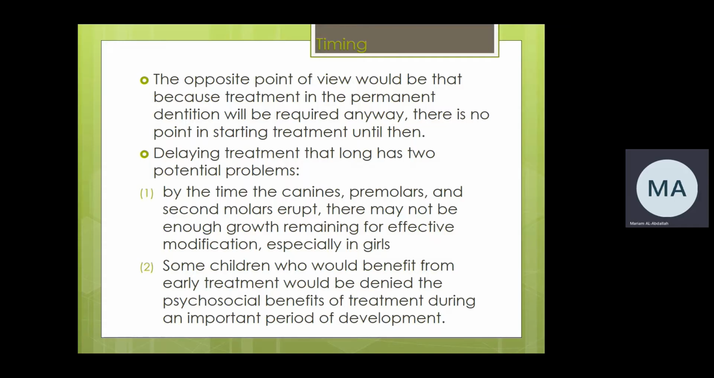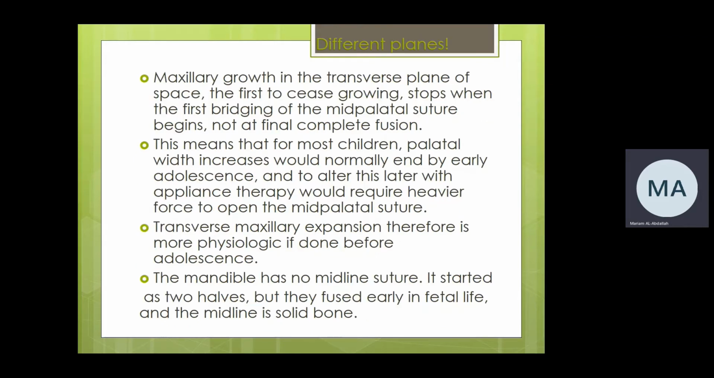We need to aim for the growth spurt based on which jaw we are trying to modify and in which plane. So different planes. We're going to start with the transverse because the transverse growth is the first to stop, followed by the anterior-posterior growth, and finally the vertical growth. So if you want to expand the maxilla, then it's important to aim for the early adolescence stage, about maybe 10, 11, so the early mixed dentition stage.